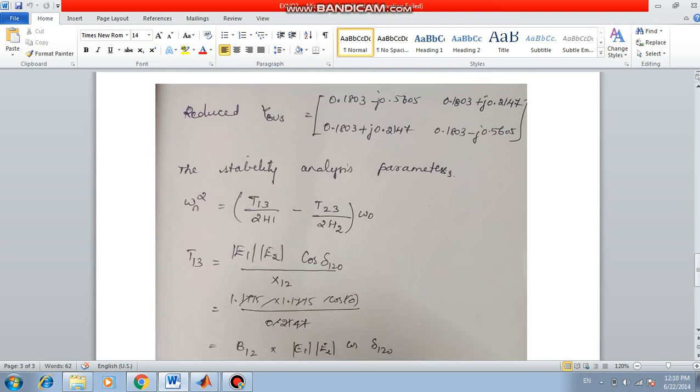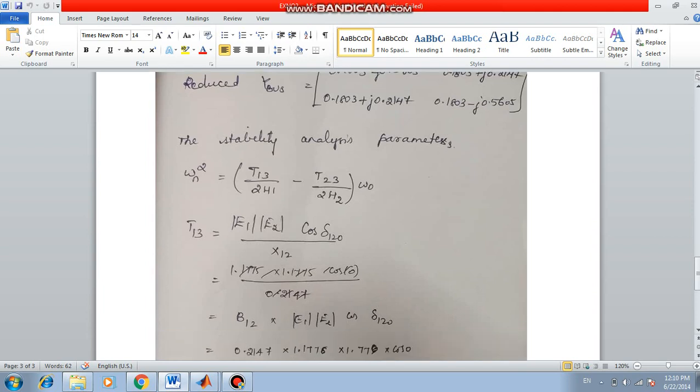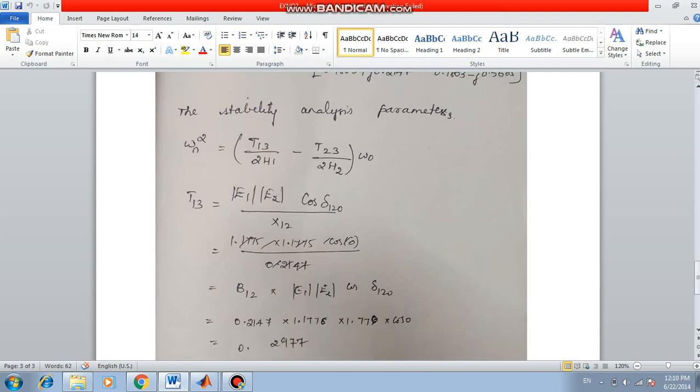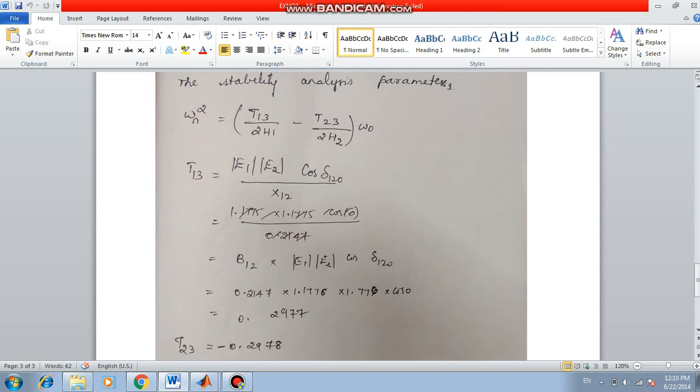So this is the formula: omega n square is T13 divided by 2H1 minus T23 divided by 2H2, into omega naught. From this, T13, this is the formula: E1 E2 cos of the 1 2 angle, the initial angle, divided by x12. So 1 by x is nothing but B, B is the susceptance, into E1 E2 cos del.